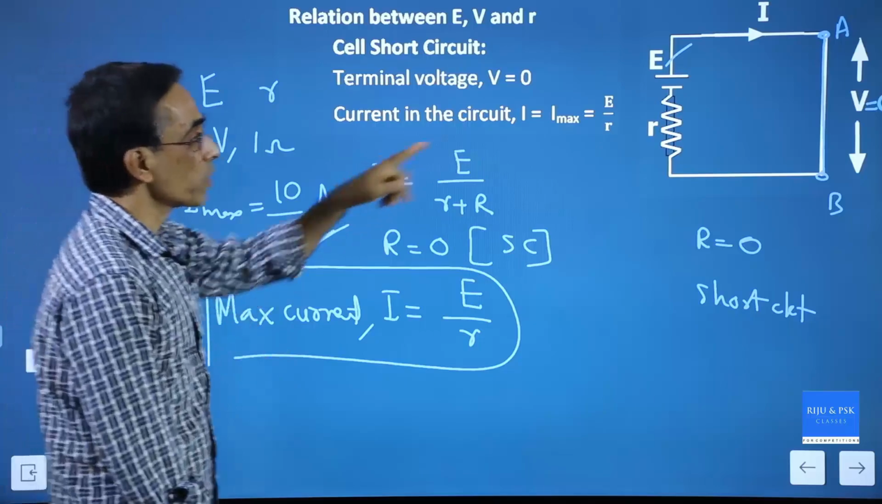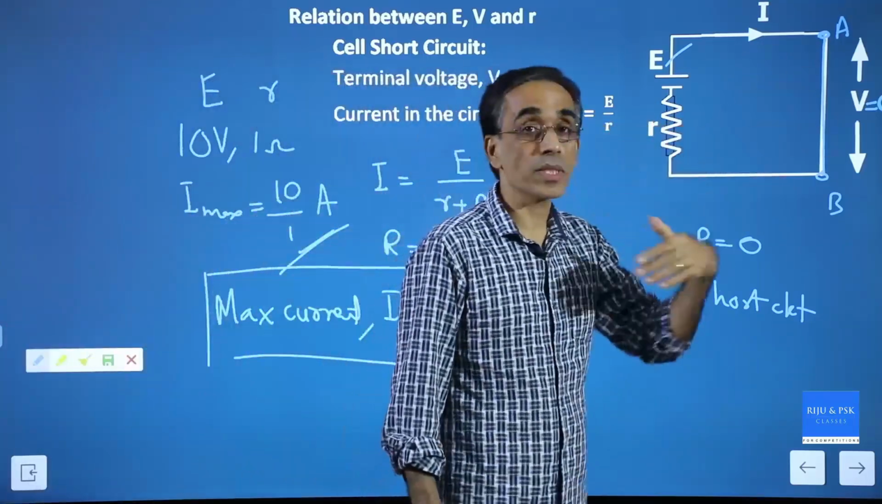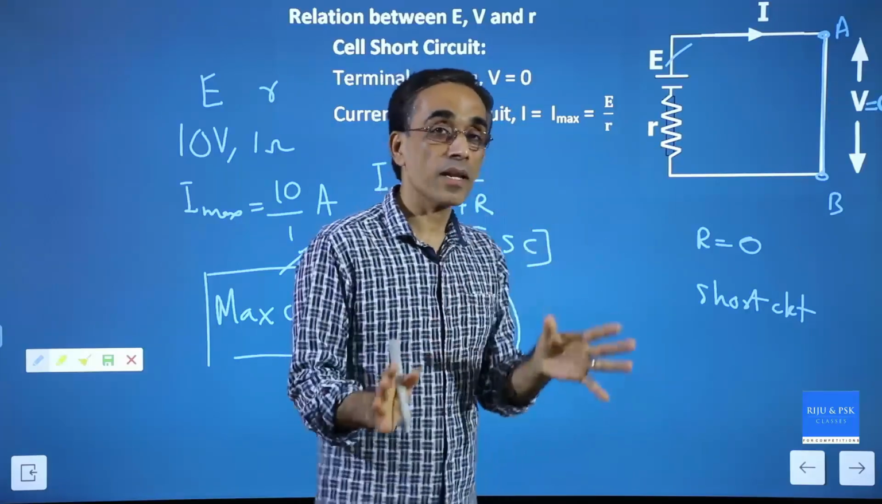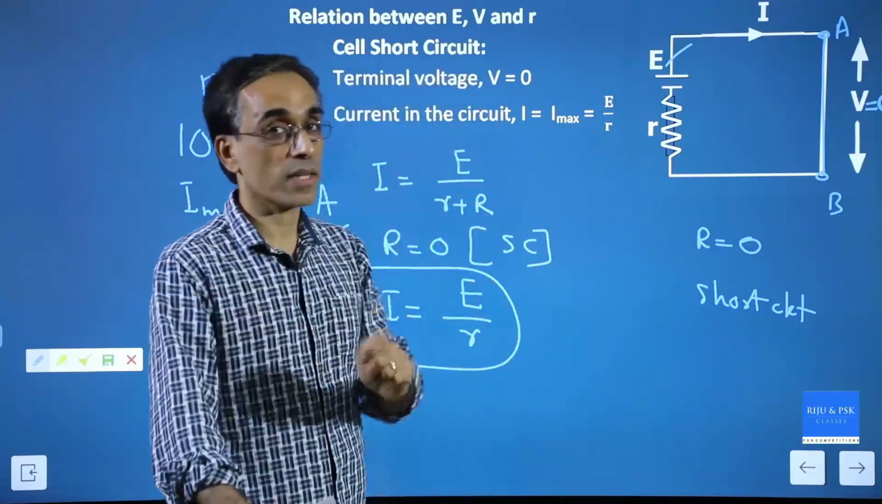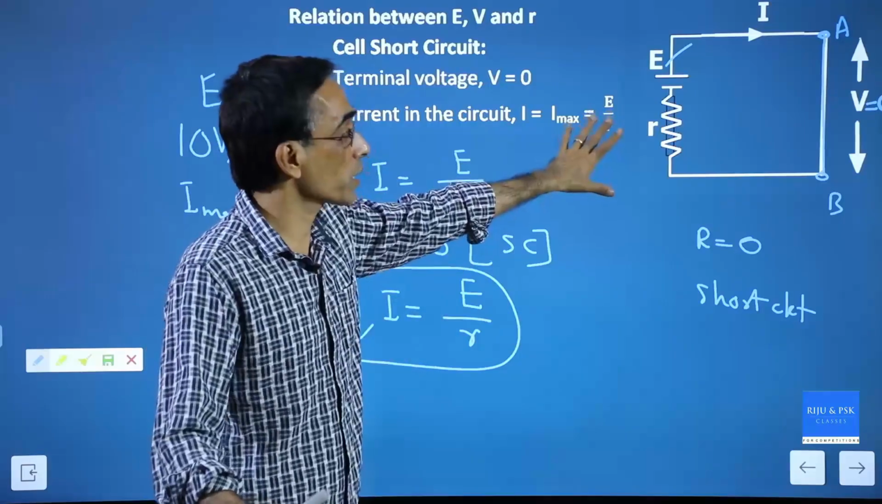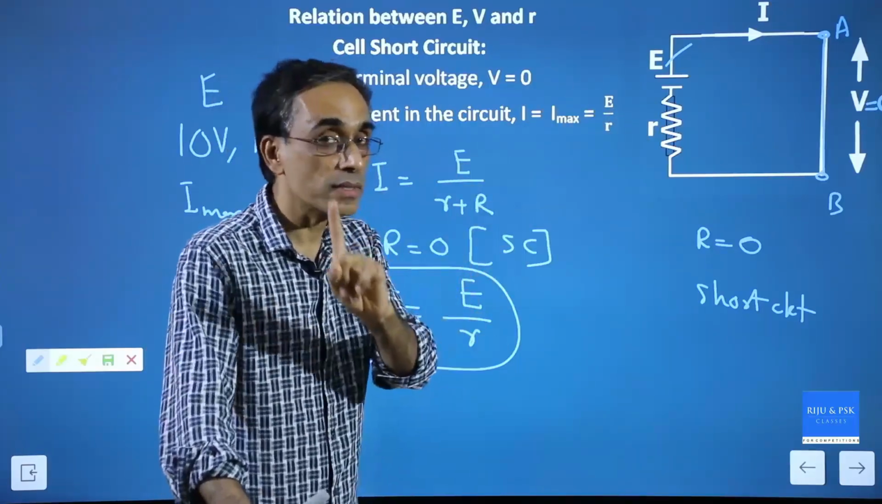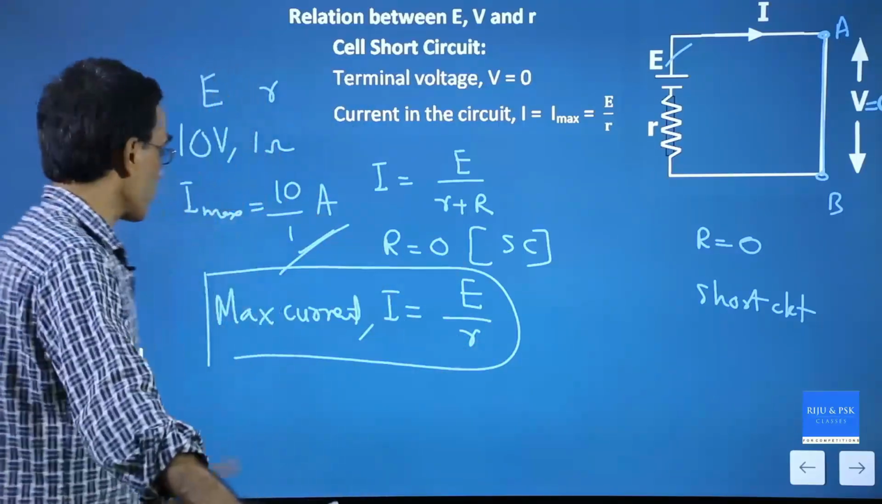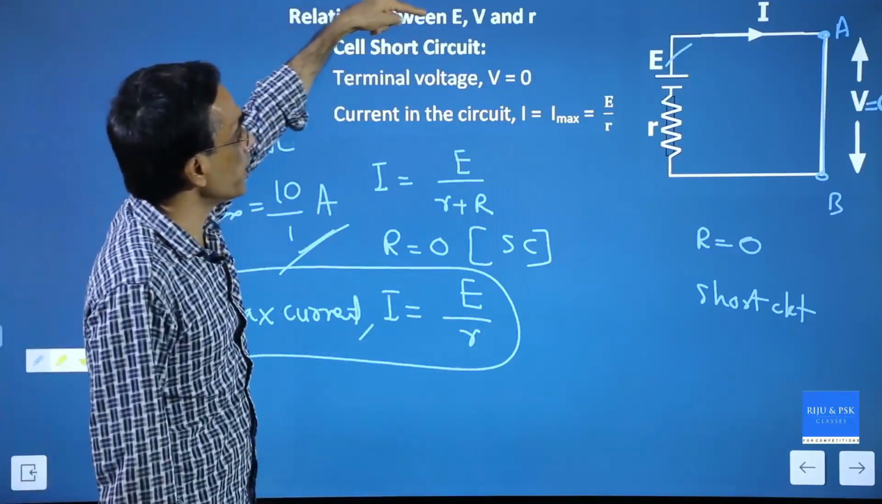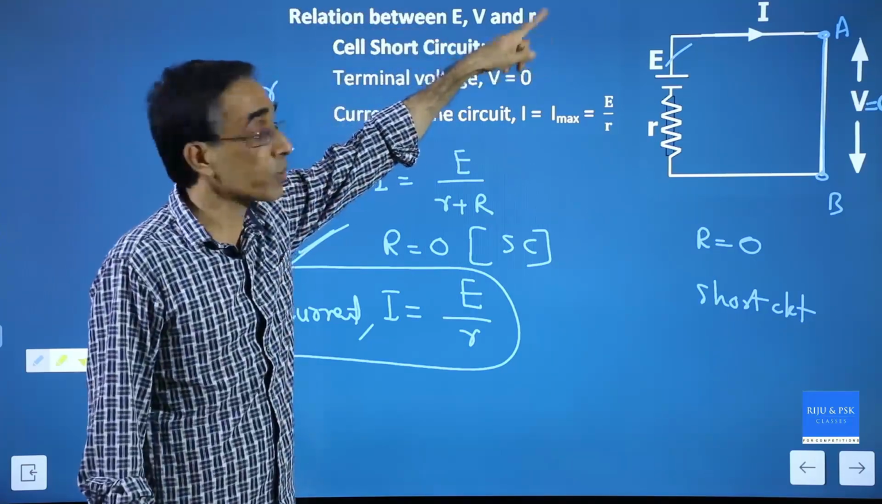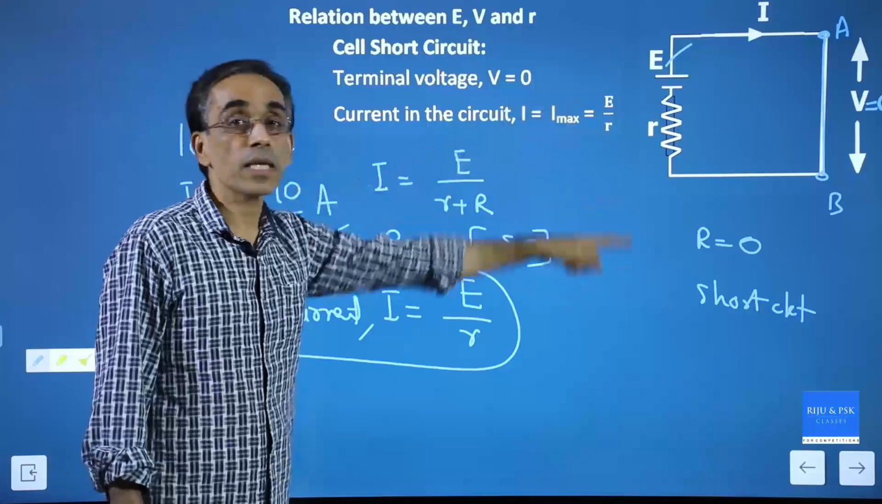Okay, but this short circuit has a problem. The short circuit will produce a very large current, and the large current through the cell will heat up the cell, and this can eventually damage the cell. So you should prevent a short circuit. Never let any cell short circuit, because the cells get damaged due to excessive heating. So I gave you the relation between E, V and R under short circuit. Terminal voltage is 0, and the maximum current is E by R.